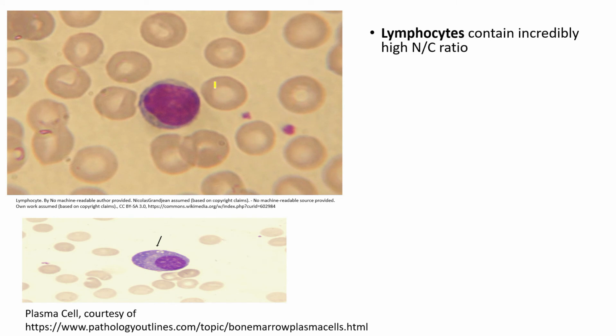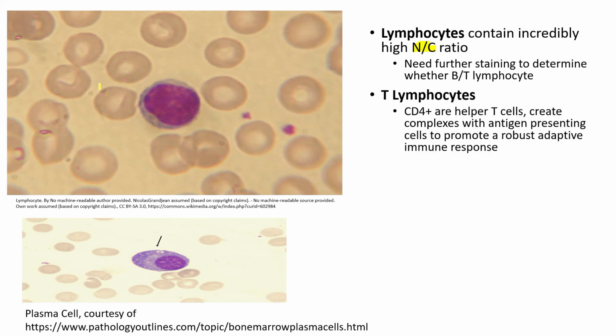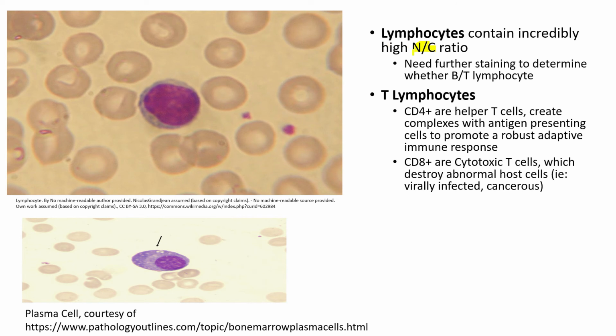So the very first thing we can appreciate is the lymphocyte. And the lymphocyte has an incredibly high NC ratio, and this is something that you hear a lot about in histology. So NC stands for nucleus to cytoplasm. So here we can appreciate a very large nucleus and not a lot of cytoplasm. So lymphocytes have a very large NC ratio, and you can't really tell whether they're a B or a T lymphocyte. T lymphocytes can either be CD4 positive or CD8 positive.